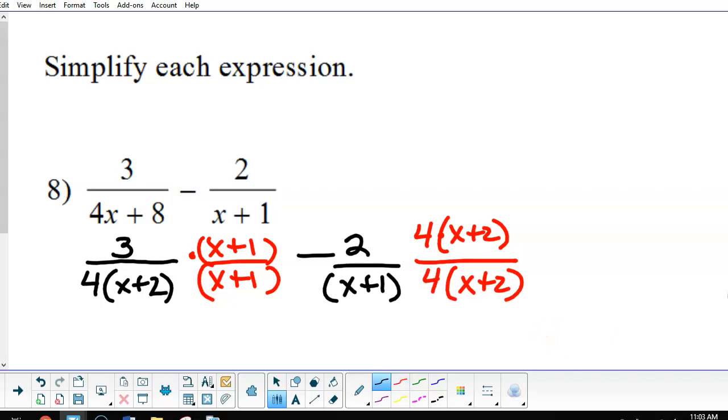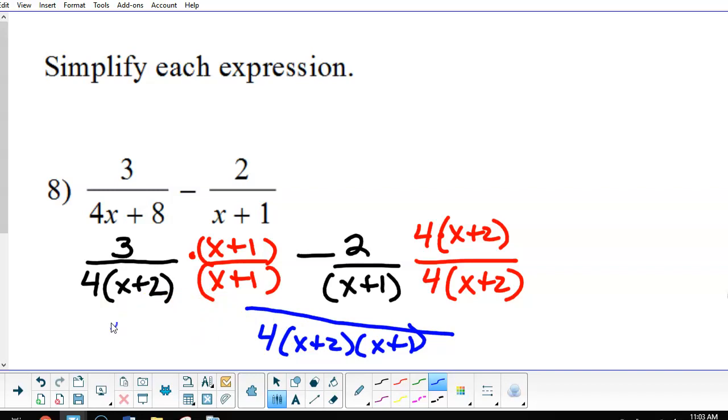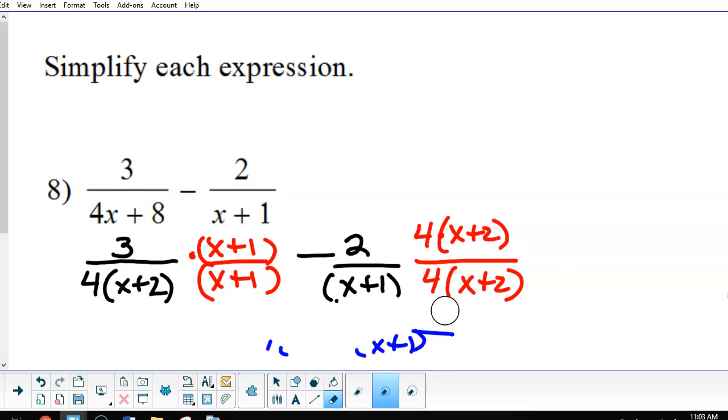Okay. Denominator has a 4, an x plus 2, and an x plus 1. Okay. Yeah, that did not go well at all. I don't know if that's the tablet or just me. Most likely just me.